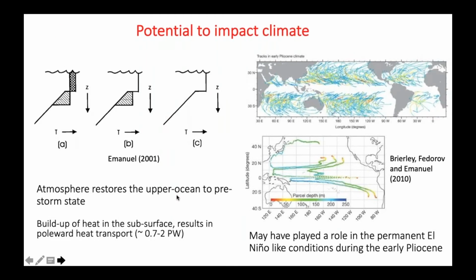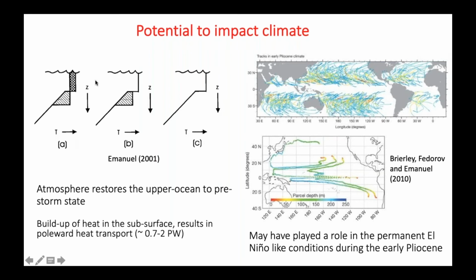And then some studies have also shown that hurricanes can also impact climate. So as we have seen earlier, in this schematic, what we are seeing is you have the initial temperature profile, and then you have a hurricane passing over it, and then the mixing causes a cooling at the surface and warming in the subsurface.